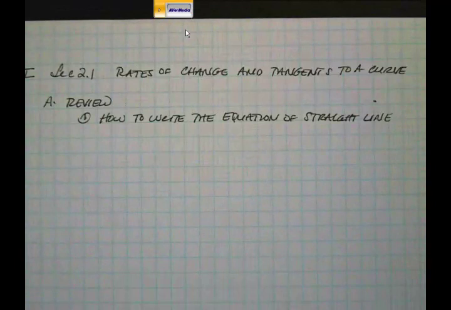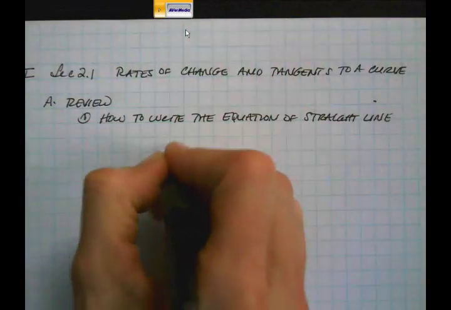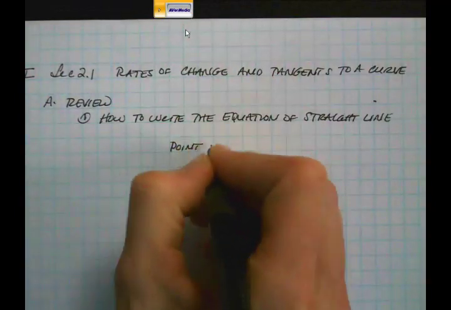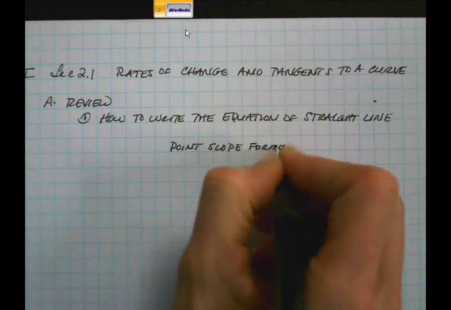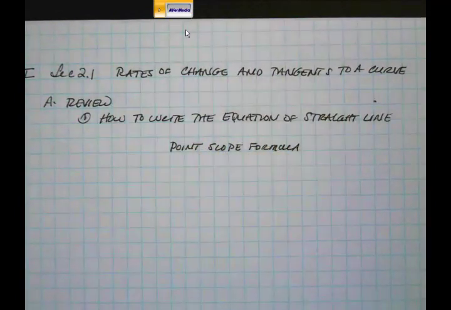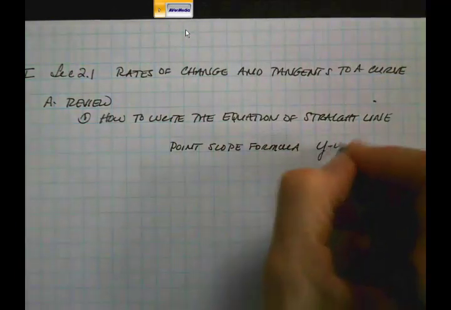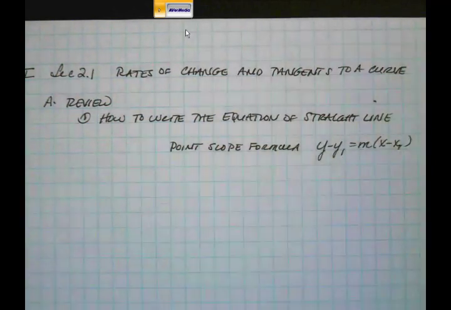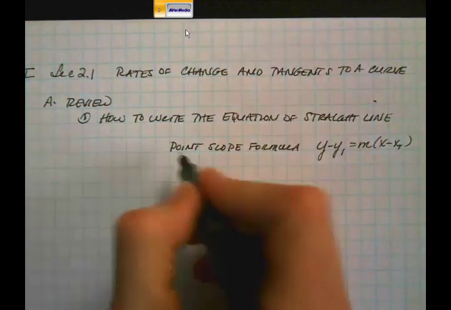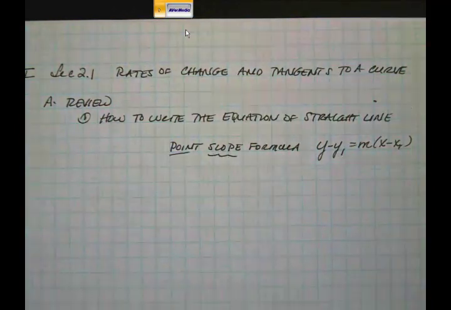Okay, so to write the equation of a line, the way we most commonly do this is by using what we call the point-slope formula, which means you need to be given a point and you need to know the slope of the line in order to write the equation of the line. And that formula is y minus y1 equals slope times x minus x1. So it requires that you have a point on the line and you know the slope of the line to therefore write the equation of the line.